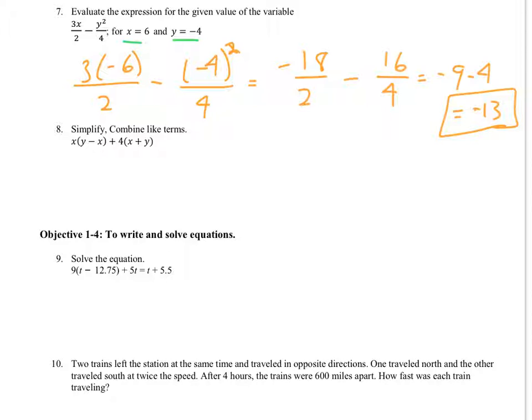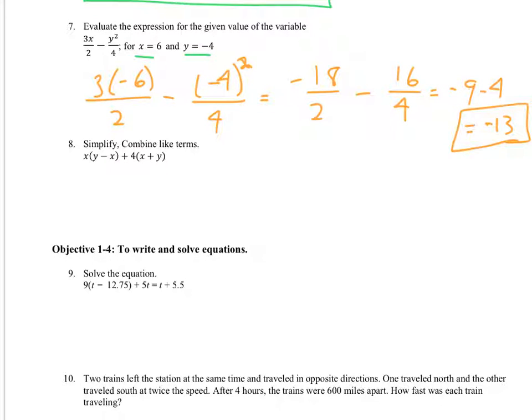Alright, for problem number 8, it says simplify, combine like terms. So it looks like I'm going to have to distribute into my parentheses there, so I have an xy minus x squared plus a 4x plus a 4y. You can keep looking at that if you want, but it does not appear that there are any like terms, so there's really nothing we can do to combine like terms for that one.